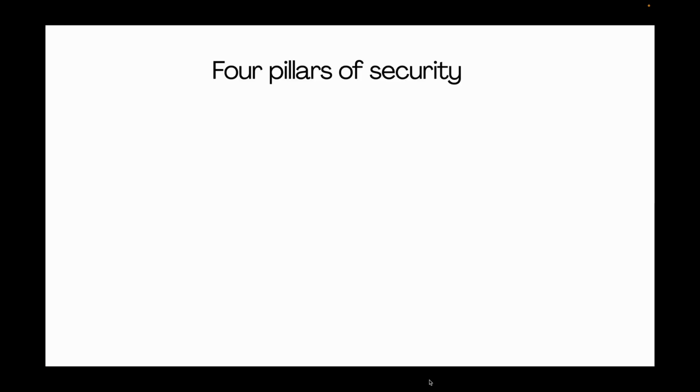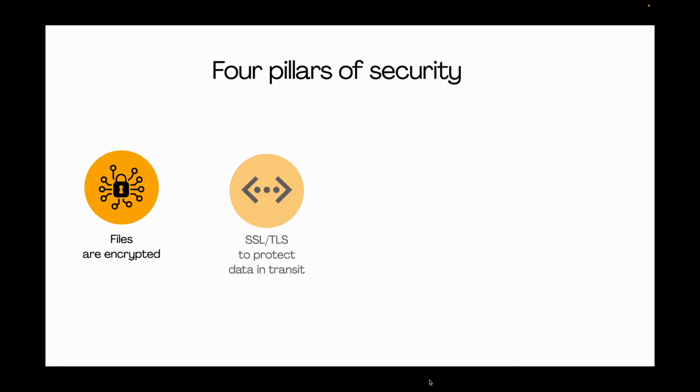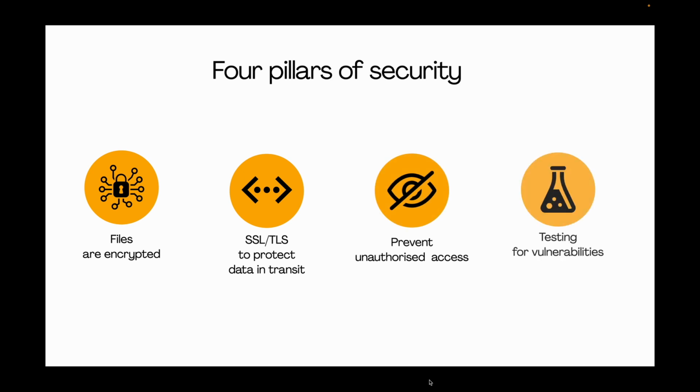There are 4 pillars of security: files encryption, using security protocols for transmitting data between server and client and server and other servers, preventing unauthorized access, and testing for vulnerabilities. We discussed encryption earlier, so let's move to the next point.